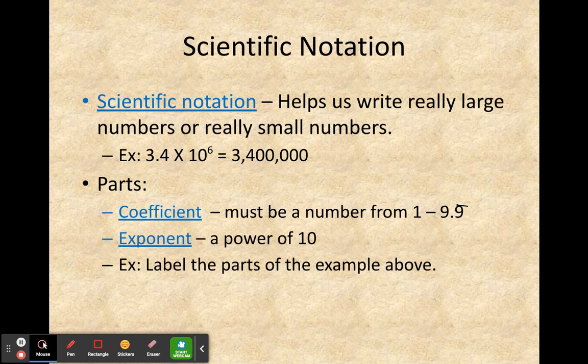So terms written in scientific notation have 2 parts. There's the coefficient that must be a number between 1 and 9.9. No smaller than 1, no bigger than 9.9. And it has the exponent that is a power of 10. So in 3.4 times 10 to the 6th, which one is the coefficient? 3.4. And what's the exponent? 6. So you can label those if you will forget which one is the coefficient and which one is the exponent.